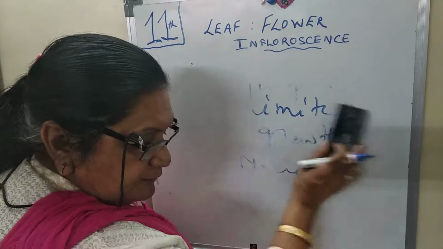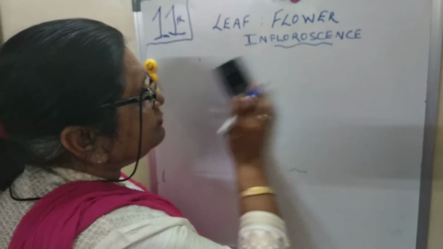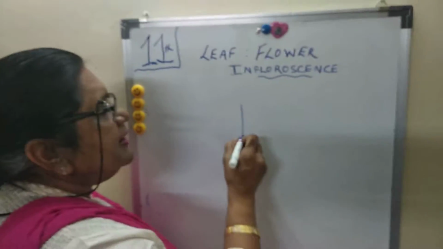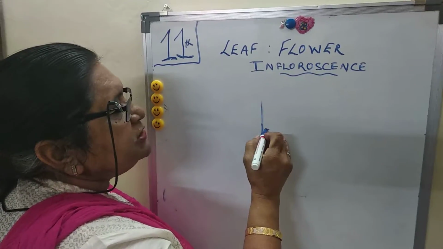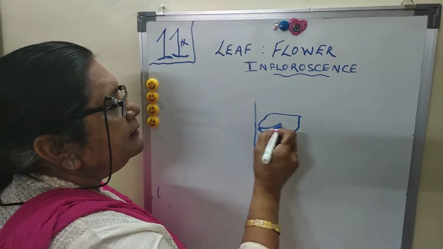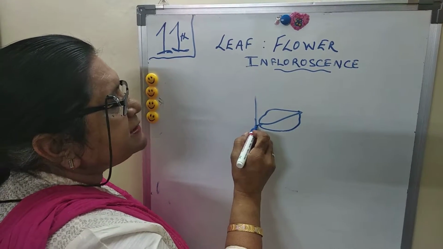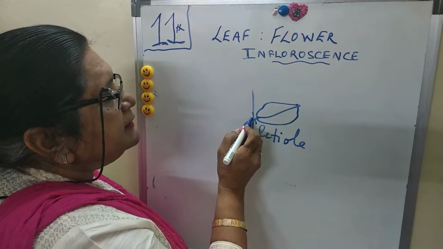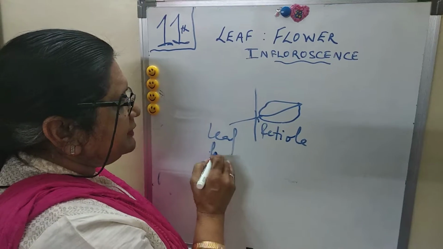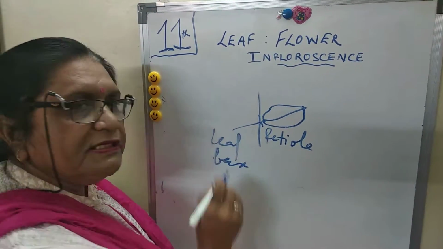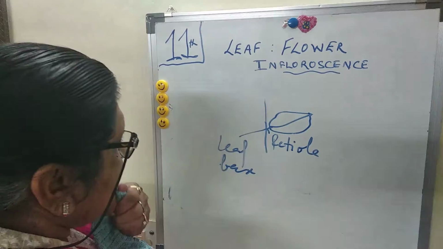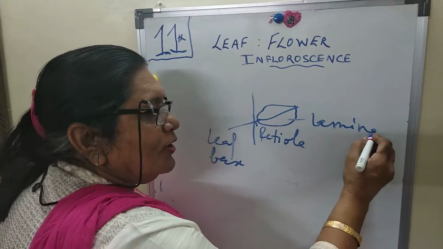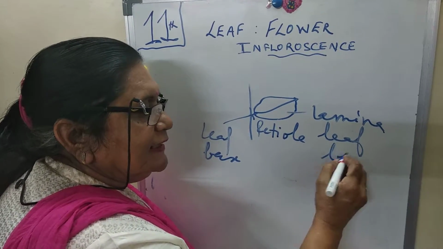Then this leaf also has a structure. Each leaf consists of three main parts: petiole, leaf base and lamina. The petiole is a stalk for the leaf, the part attached to the stem is called leaf base, and the expanded part is called lamina, or leaf blade.